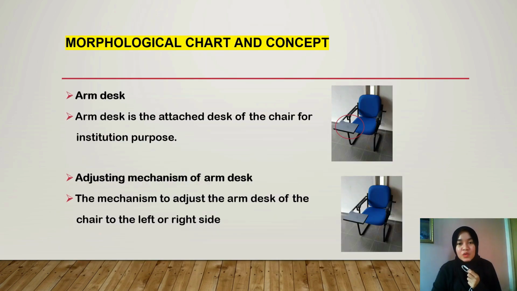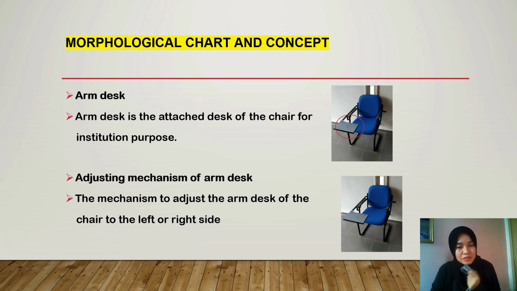Here, I will explain the morphological chart and concept briefly. First, arm desk. The arm desk is the attached desk of the chair for institution purposes. It provides both side desks to let both left and right-handed writers use it ergonomically.